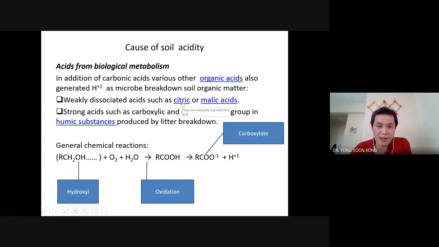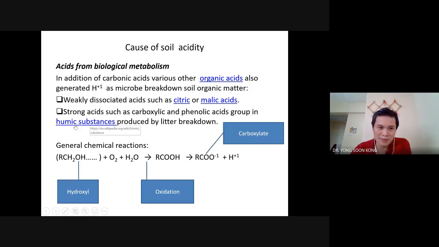This one, you can find out how it looks like. It has 3 carboxylic acid groups, or maybe malic acid. So if you want to know the structure, click it yourself and then you can know it yourself. Now, the other thing that also can give you a little bit of acidity is humic substance.